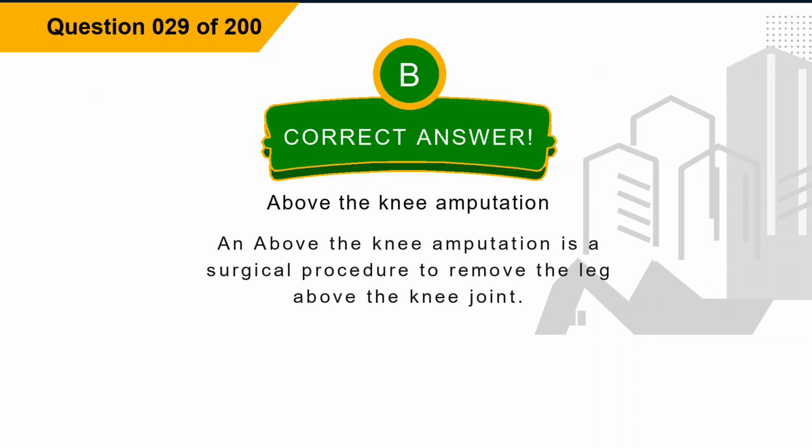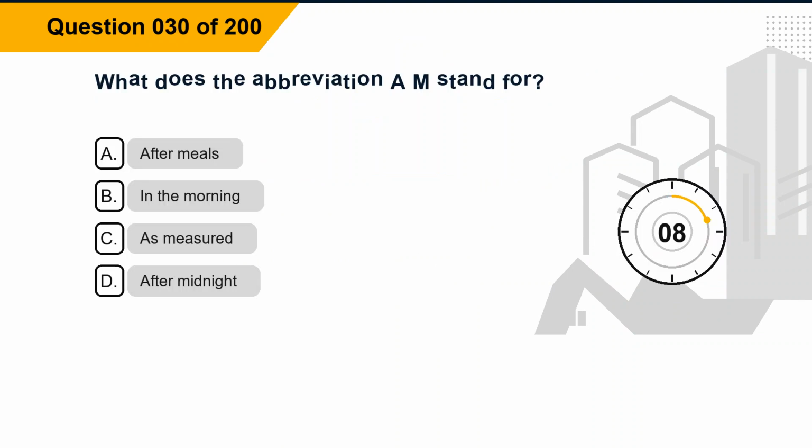The correct answer is option B, above the knee amputation. Explanation: an above the knee amputation is a surgical procedure to remove the leg above the knee joint. Question 30. What does the abbreviation AM stand for?